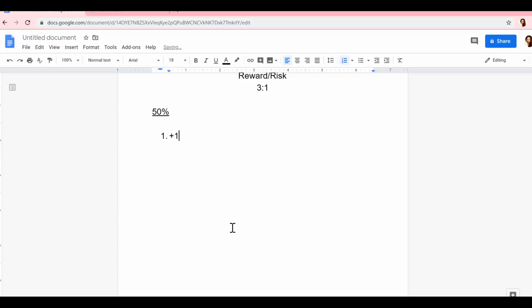Look at that. So, don't get confused. If you win $100, you got to win 300. All right. First trade is a winner. Second trade is a winner. Third trade, we lost. Fourth trade, we lost. Fifth trade, we lost as well. Sixth trade, we lost. Now we're starting to get discouraged.